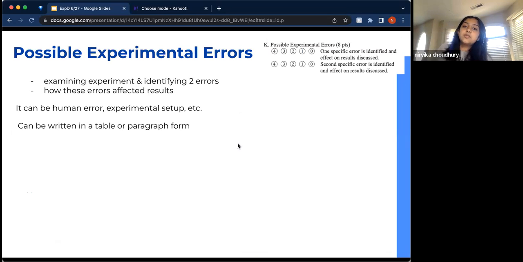Okay, possible experimental errors is where we examine the experiment and we have to identify two errors, like the rubric asks us to do. They want one specific error identified and its effect on results discussed, and then a second specific error identified and its effect on results discussed. That's what we need to do. It can be a human error, it can be an experimental setup, and it can be written in a table or paragraph form, and I'll show you that.